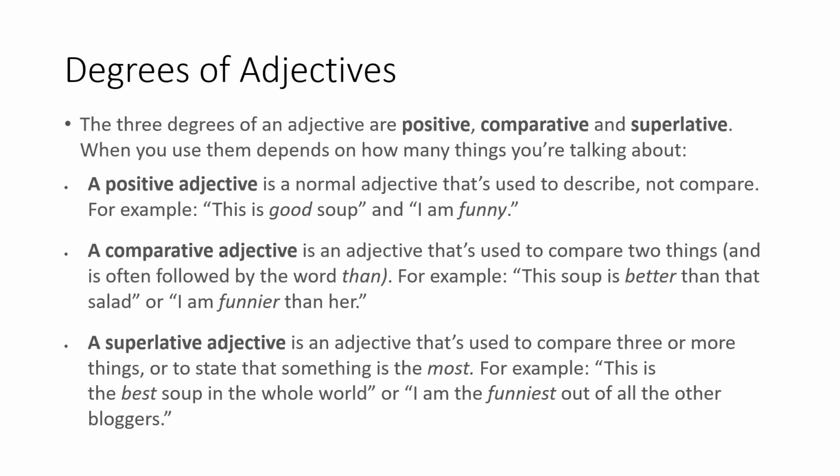A superlative adjective is an adjective that is used to compare three or more things, or to state that something is the most. For example, this is the best soup in the whole world, or I am the funniest out of all the other bloggers. So over here we can see that the article the is being used before the third degree of adjective.